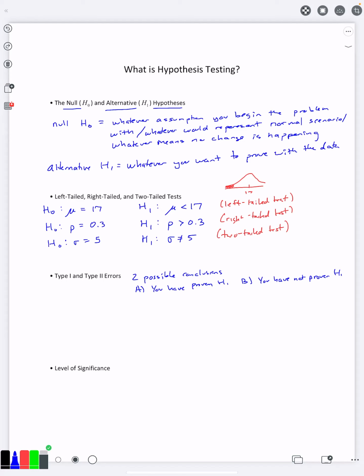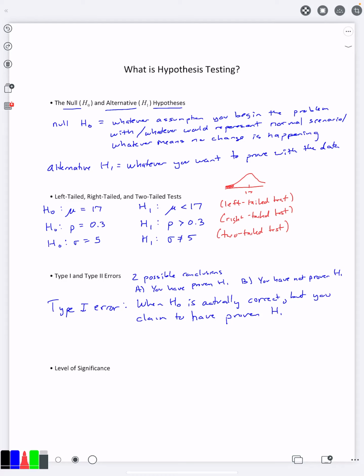So for a type 1 error, what does this mean? This is when H0 is actually correct, but you claim to have proven H1. So you get your data, you decide that H1 is actually the correct hypothesis. You're saying you've proven it, but you're actually wrong. It turned out that in the real world, H0 was actually true, so that would be the wrong mistake here. This would be a type 1 error.